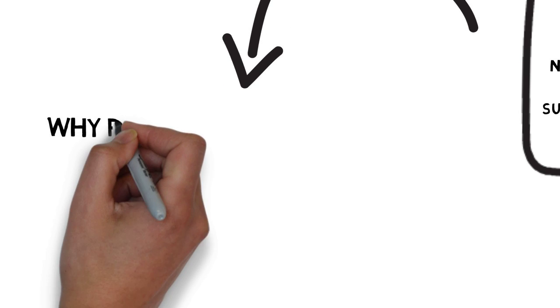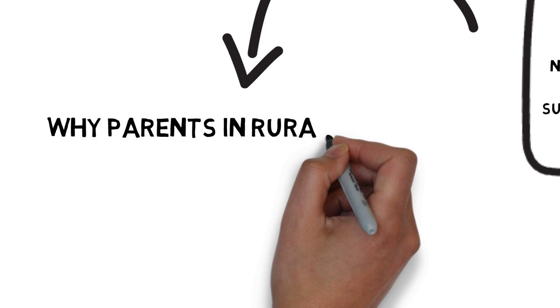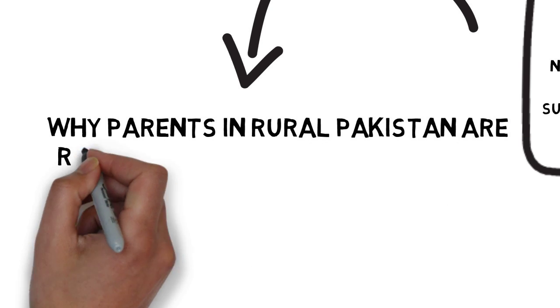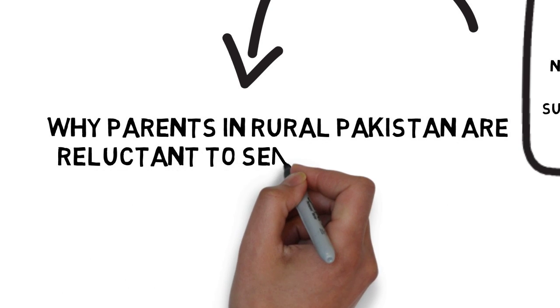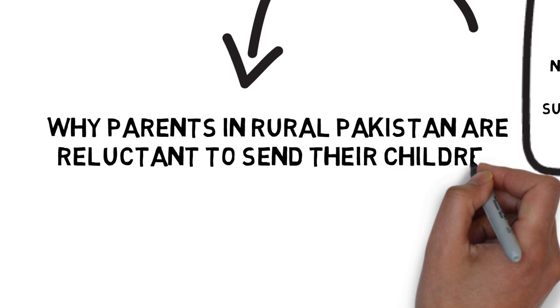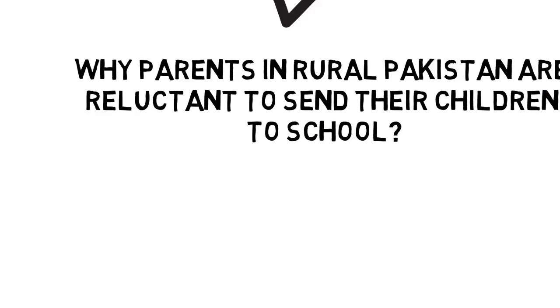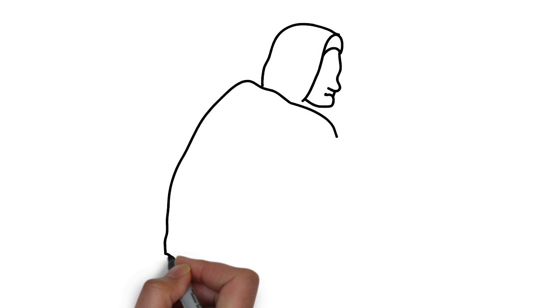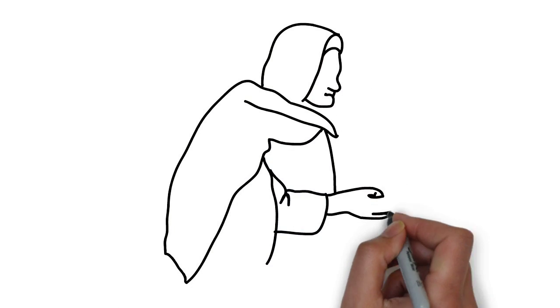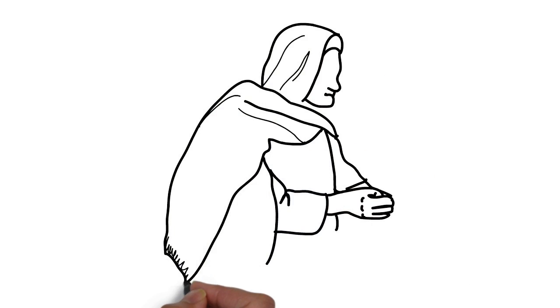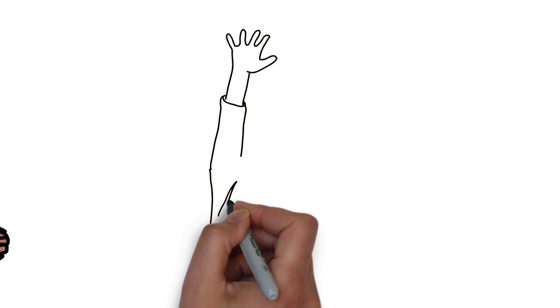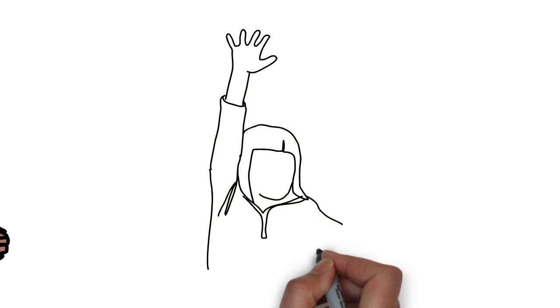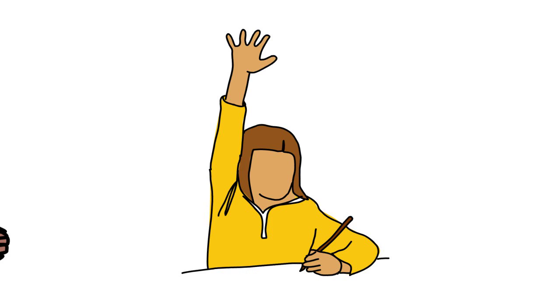Now let's take an example of one of the qualitative research topics I have selected. The research is why parents in rural Pakistan are reluctant towards sending their kids to school. It's qualitative research because we are trying to understand the psychology of parents in rural Pakistan, why they think their children cannot go to school, or that it's not a good idea.